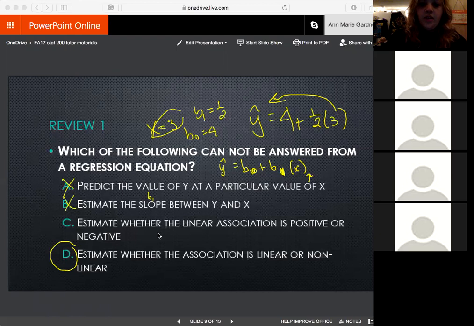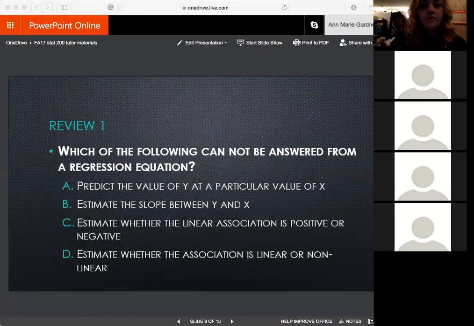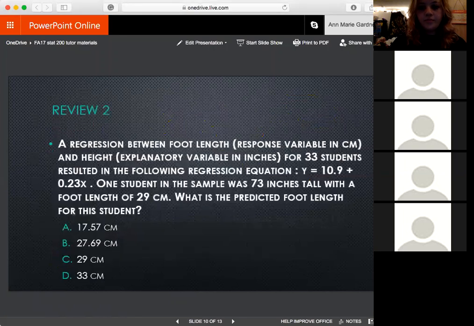So that's why those don't work. And estimating whether the linear association is positive or negative, we can also do that because you can just look at your slope and see if it's plus or minus, and it'll tell you that. So D can't be answered because we don't know that until we actually go through all of that. So great job, everyone, as per usual.